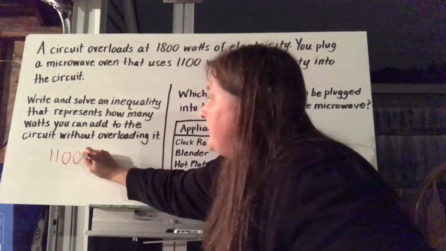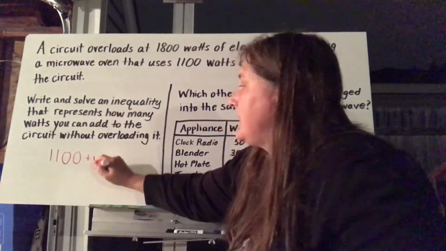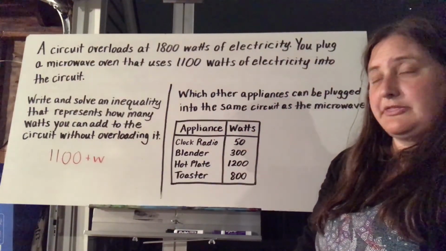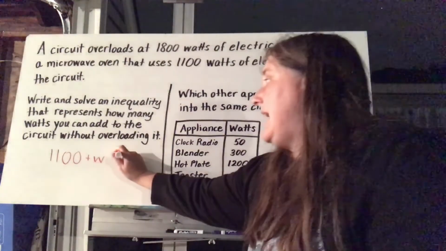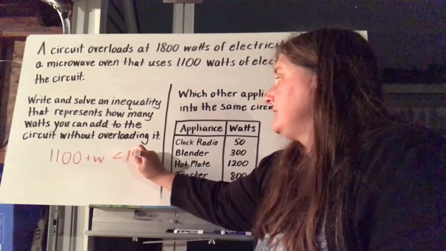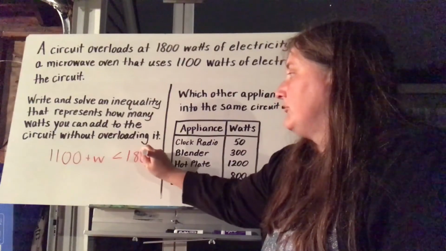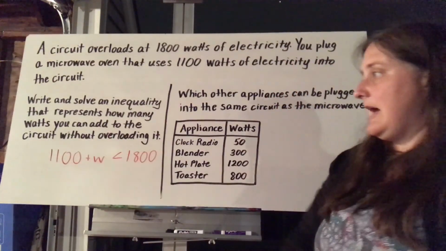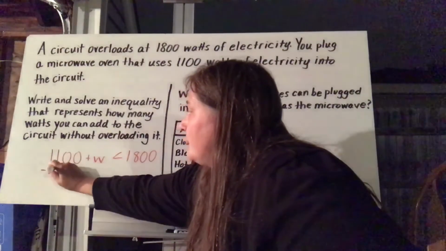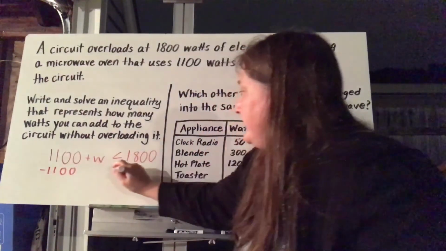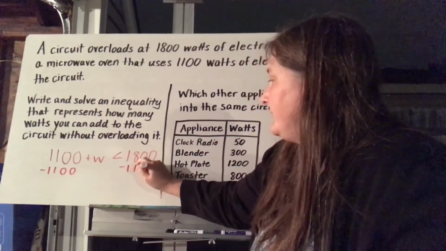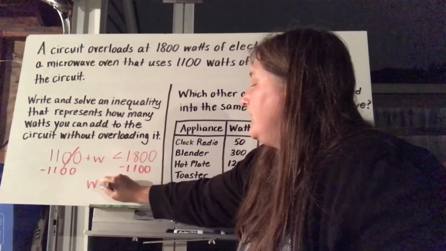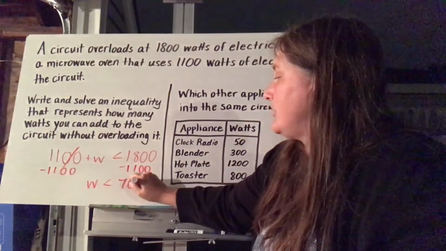And we know we can add a bit more, so I'm going to call the watts that we can add W. But whatever we add to that 1,100, it's got to be less than 1,800 or the circuit is going to be overloaded. So there's my inequality. I can now subtract 1,100 from each side. And the wattage that I can still plug in has to be less than 700.